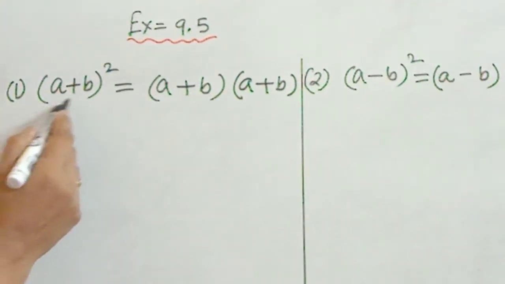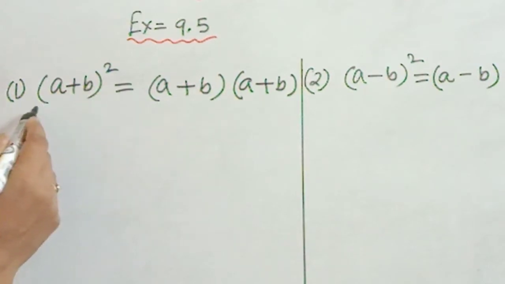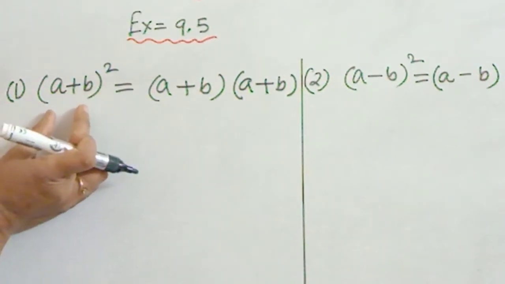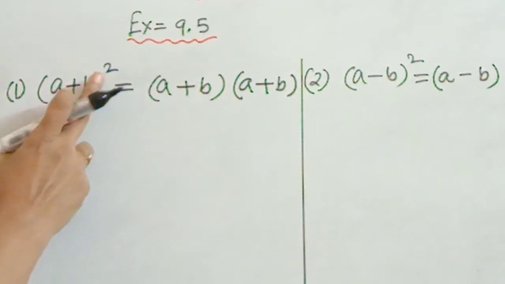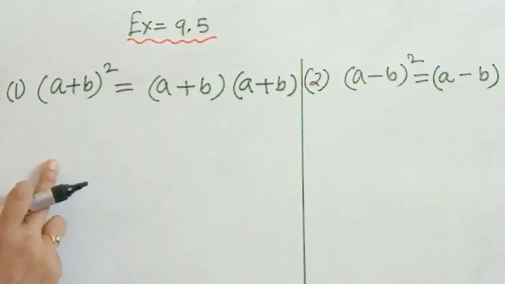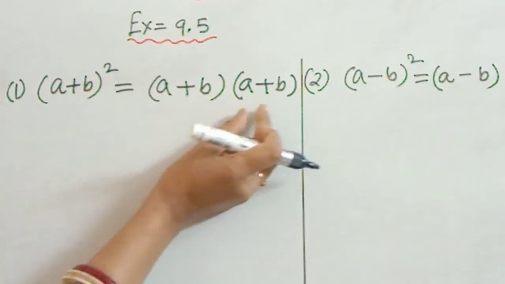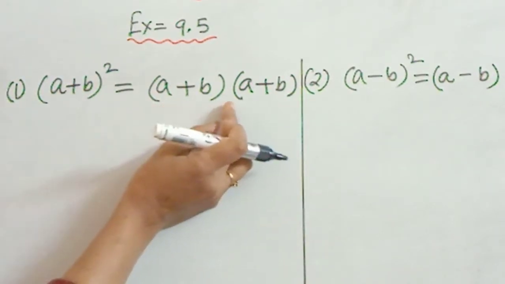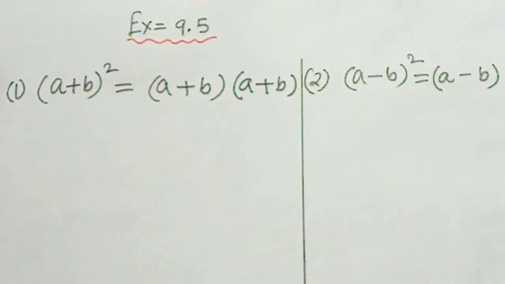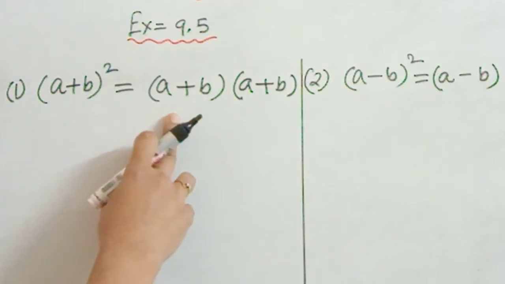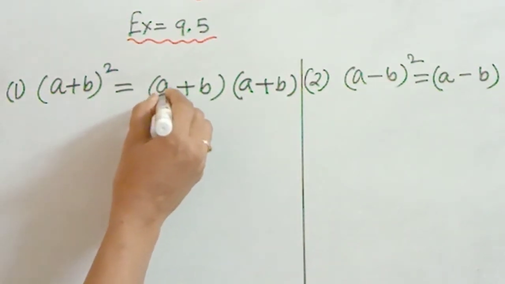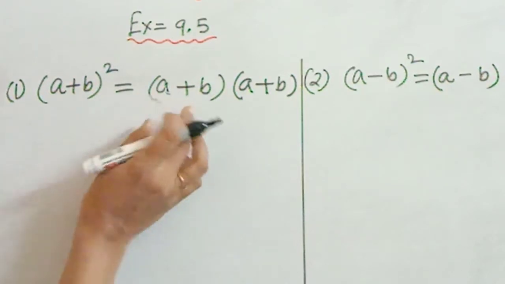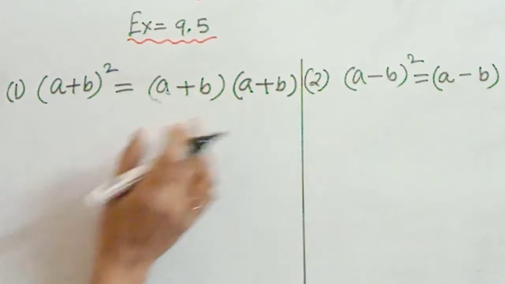So it is (a plus b) whole square. (a plus b) whole square means this is a binomial, and this binomial will come two times because the power is 2. So we will write a plus b two times: (a plus b) into (a plus b). And now you know how you will multiply this binomial. Open the first one, and the second one will be as it is.